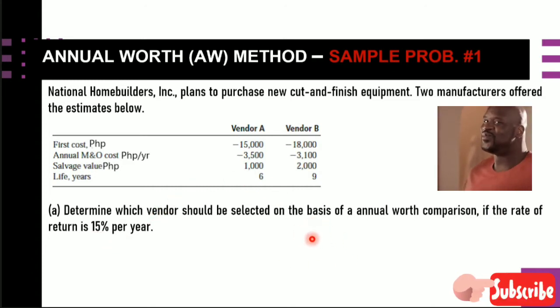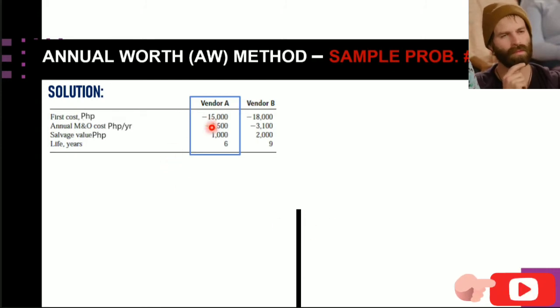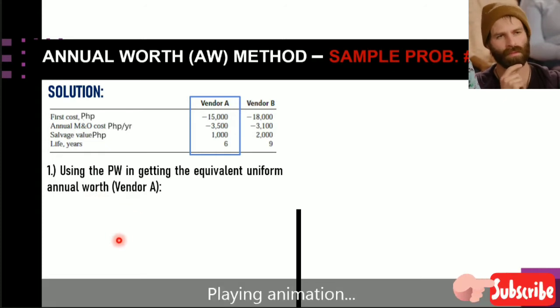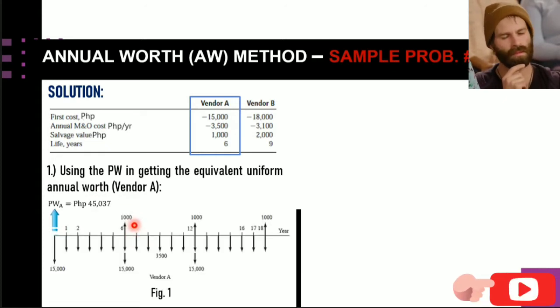Okay, so proceeding now with this problem, we first consider vendor A, and I'm going to show you the calculation of this annual worth value using the calculated PW in getting this equivalent uniform annual worth. This equivalent uniform annual worth is referring now to the annual worth value AW for this vendor A.